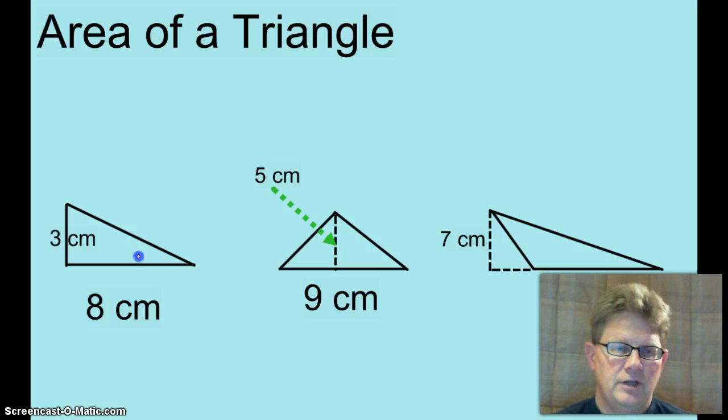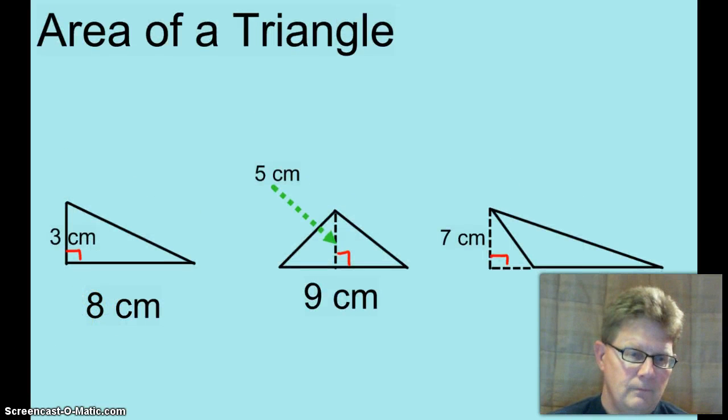Okay, find the area of the triangle. On this right triangle here, the height is actually one of the sides. Here the height is in the middle, and here, because this is an obtuse triangle, the height may be outside.